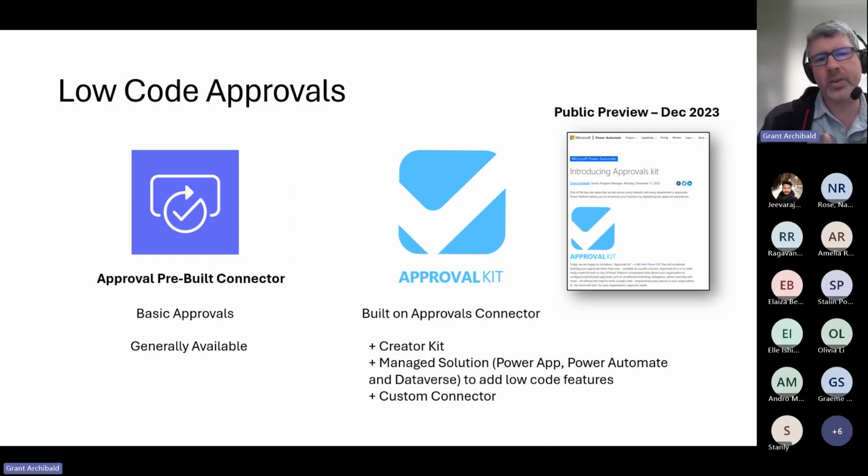The approvals kit builds on the approvals connector, so it has all the functionality of the approvals connector because it uses that as part of the solution. But we bundle that together with a series of Power Apps, some Power Automate, some Dataverse components, and a custom connector to give you a pre-built starting framework to enable you to create more complicated approvals.